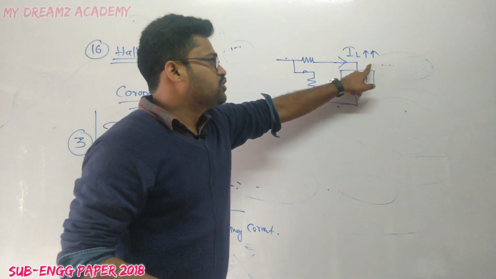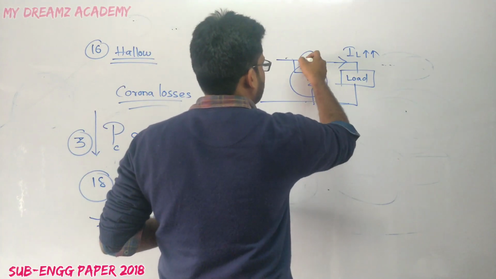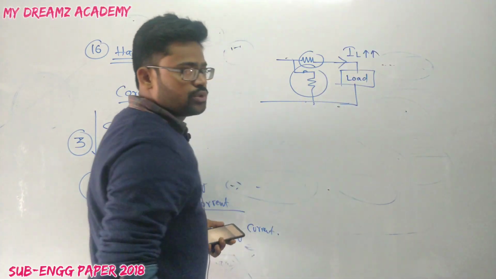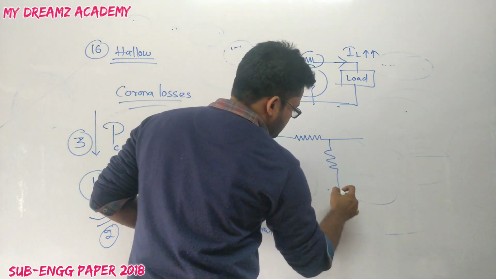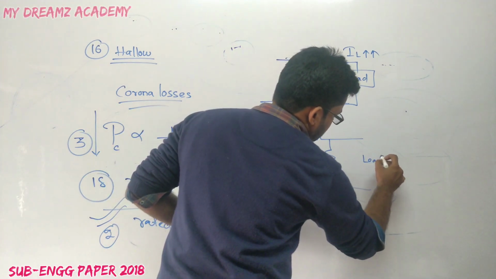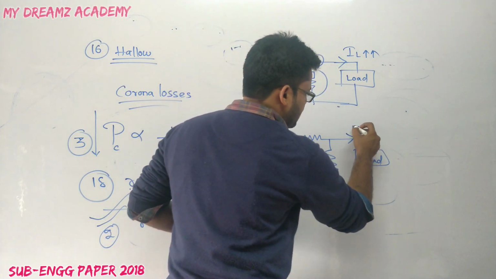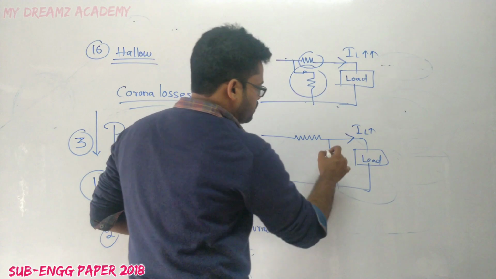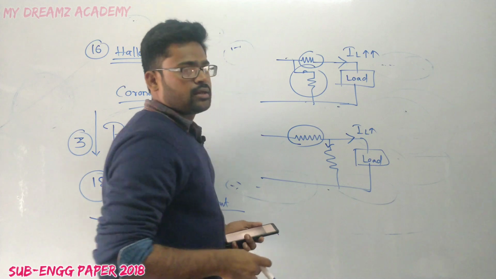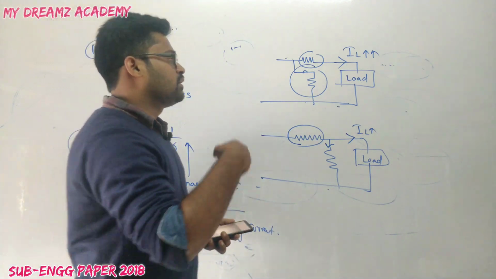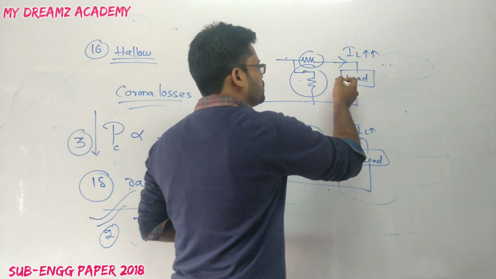So if the current value is very high, we need to connect the pressure coil at the load side. This is the pressure coil and this is the current coil. So that if the current value is very high, some amount of current will be received by the pressure coil, so that the current coil will be protected. Whenever the load current value is very high, we need to connect the pressure coil to the load side.